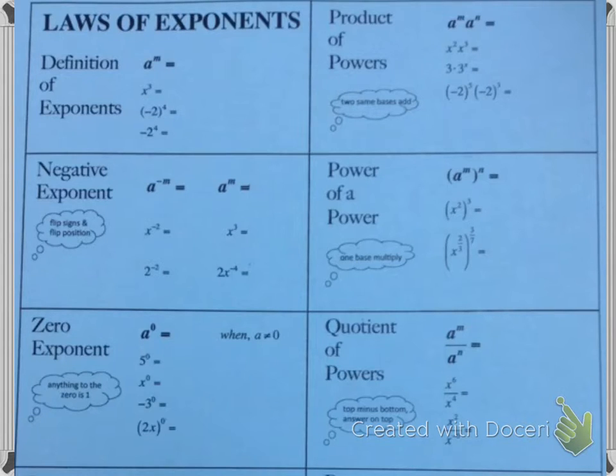This little bubble here says flip the signs and flip the position. So if you don't have a fraction, you're going to make it a fraction. This is going to be 1 over a to the positive m power. This one, there is no negative exponent, so it just stays. X to the negative 2, I'm going to put it over 1, flip the position, and make it a positive. It's a positive 2. No negative exponent, it stays the same.